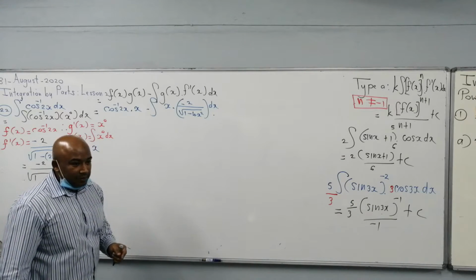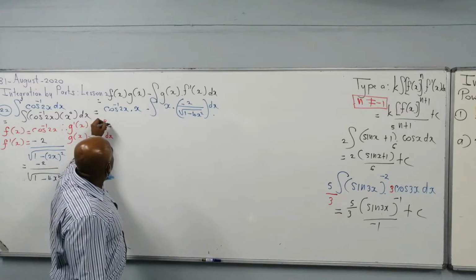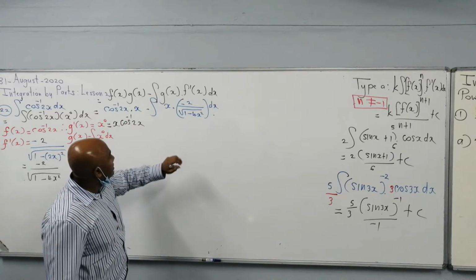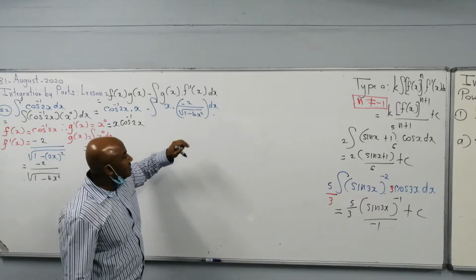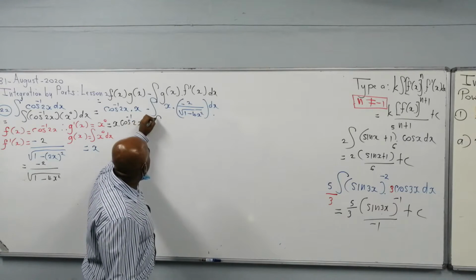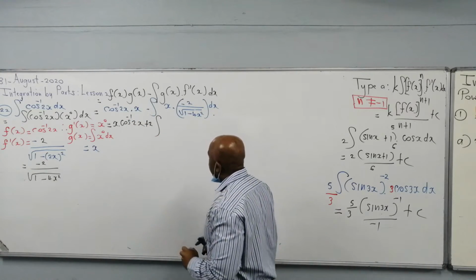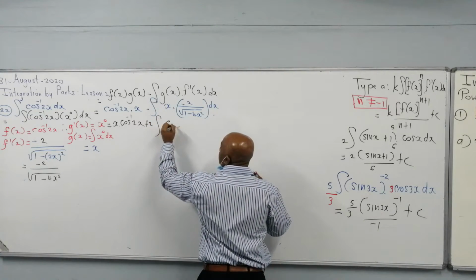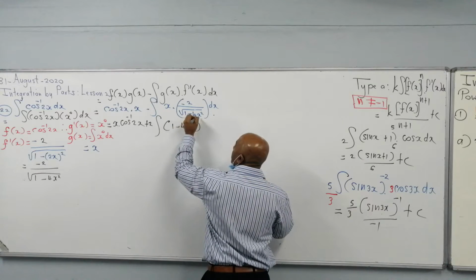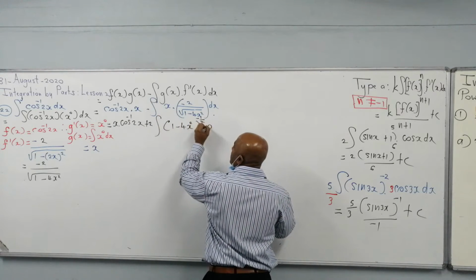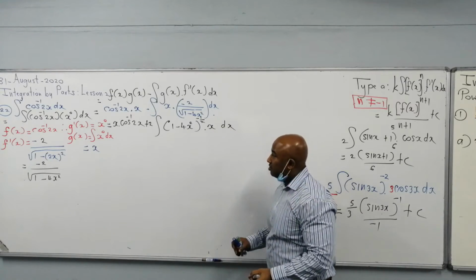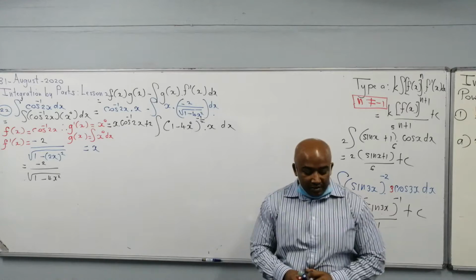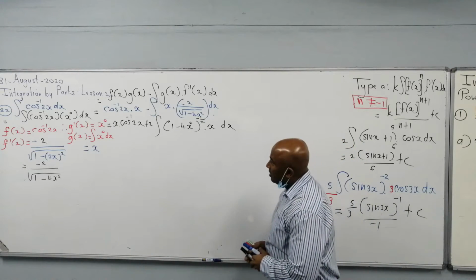Let's go back to this example. So now we got x times inverse cos 2x. Negative times negative, positive 2. And now, here's my, if I take this to the top, it becomes 1 minus 4x squared to the power minus half times x dx. So this is type A. It is not type B. Okay, it is not type B.